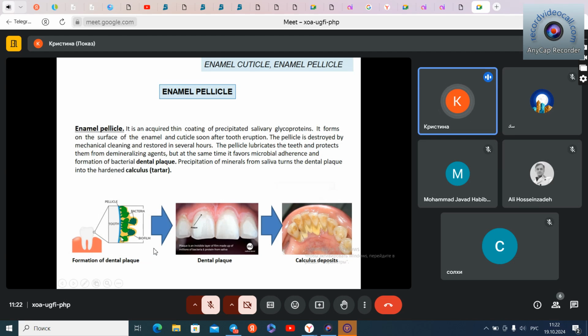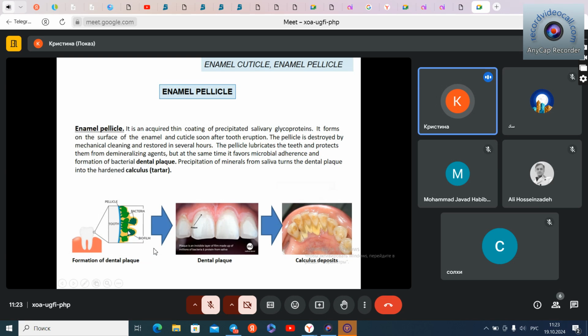But also this layer of glycoproteins is a very good environment for bacteria. So when the pellicle is formed, in several hours it is colonized with bacteria, and now the pellicle is transformed into the dental plaque. Dental plaque is seen as this whitish, yellowish substance covering the enamel closer to the gingiva, mostly in this area. So it contains a lot of bacteria.